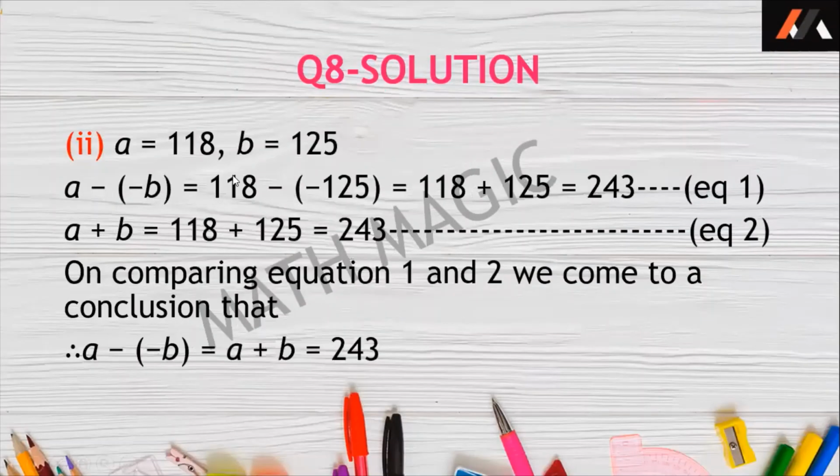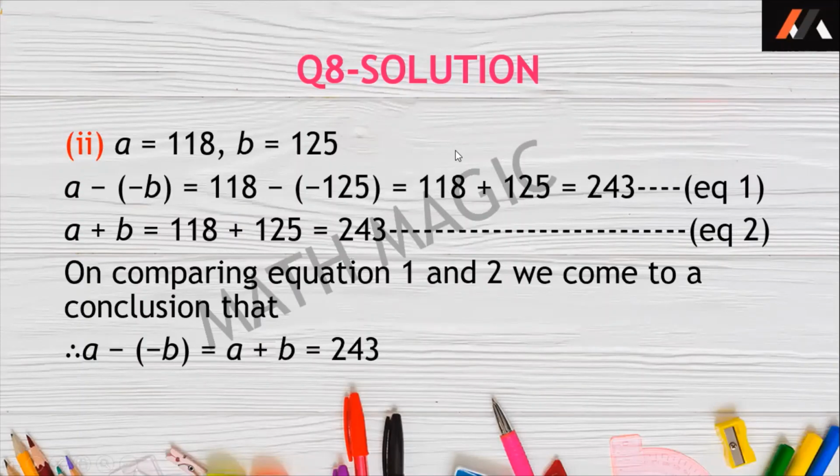Question 2. a equals 118, b equals 125. We just have to substitute the values into the given equation. That is a minus (minus b), which is equal to 118 minus (minus 125), which is equal to 118 plus 125. Minus into minus will be plus. Therefore, 118 plus 125 is equal to 243.